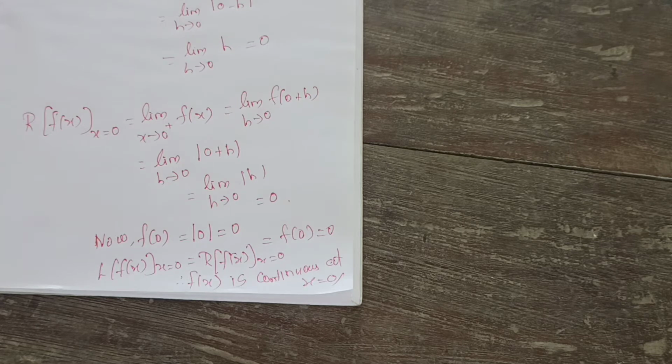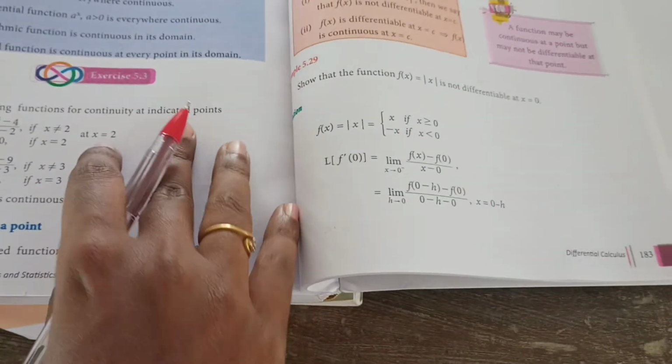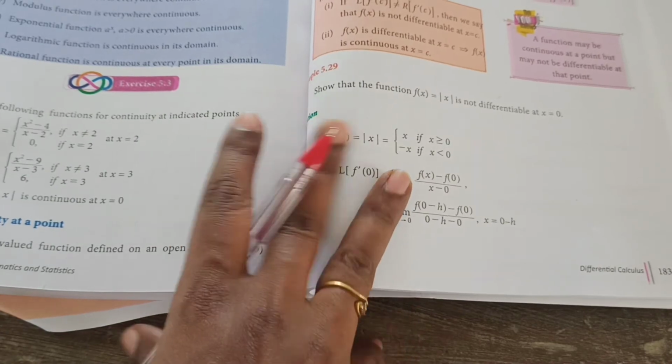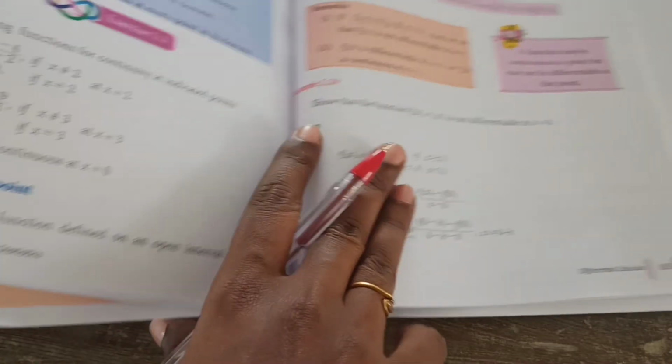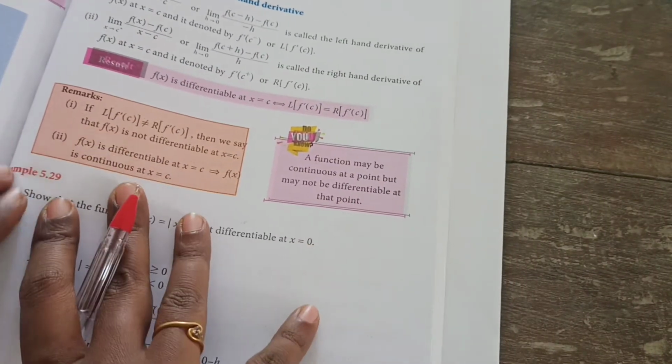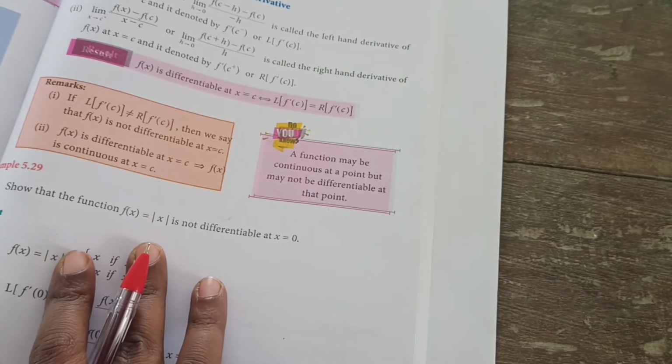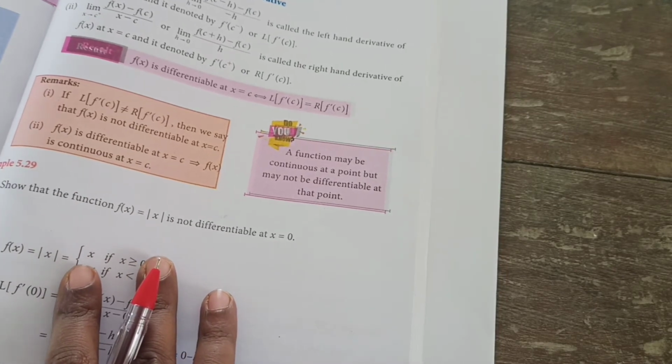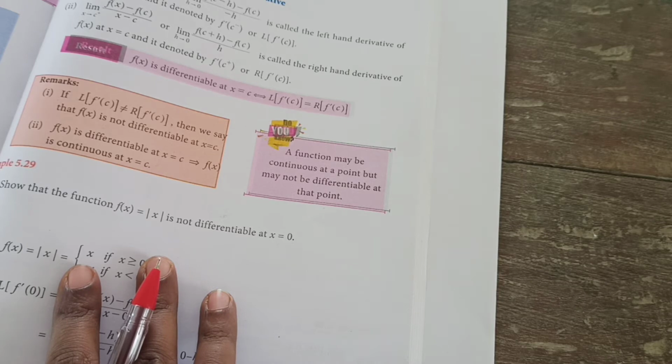Next one, take your books. No need to take down notes, just go through your book. Next heading is differentiability at any point. When I explain now, you won't get any idea. Just go through it. When we do the problem, I will give the clear explanation.